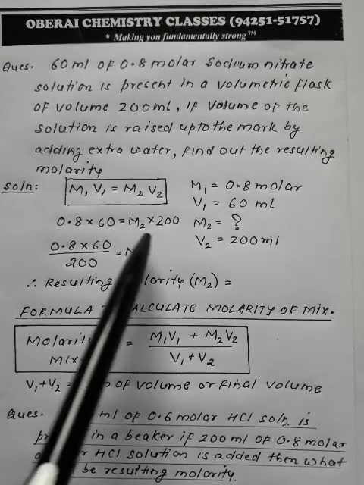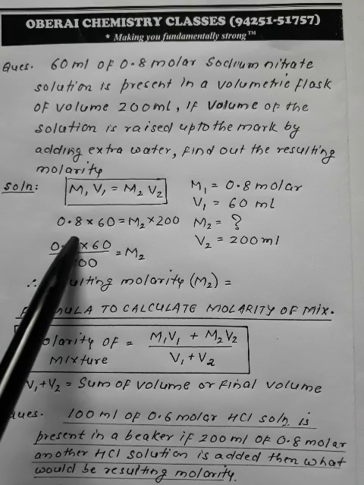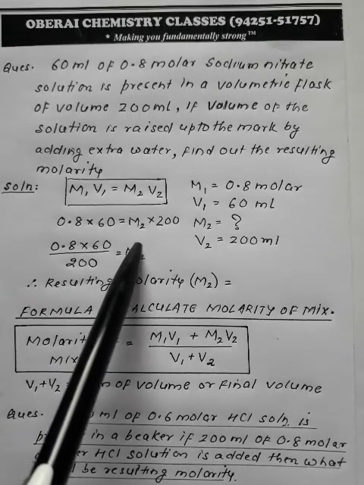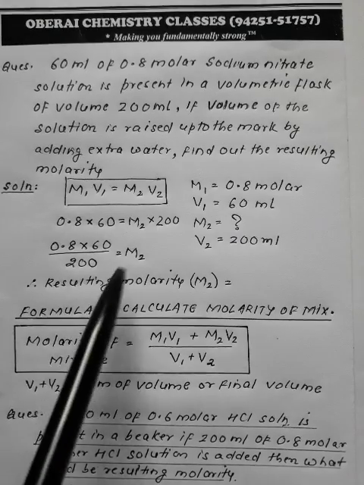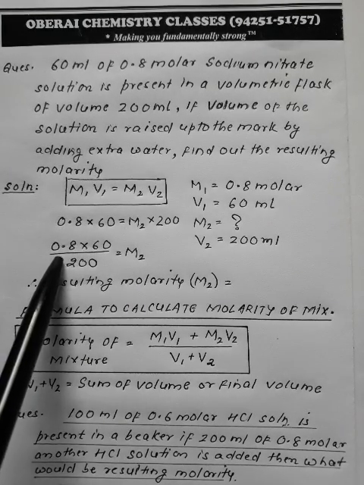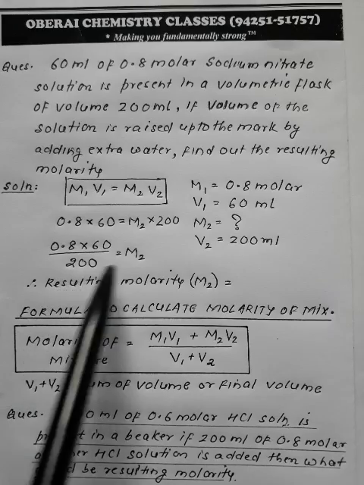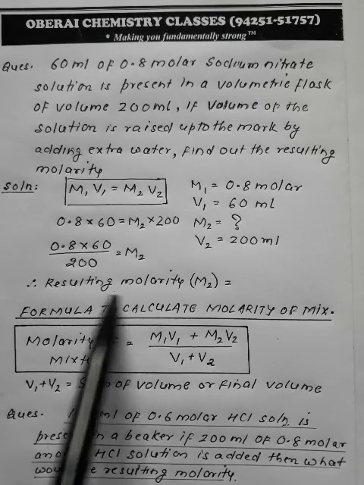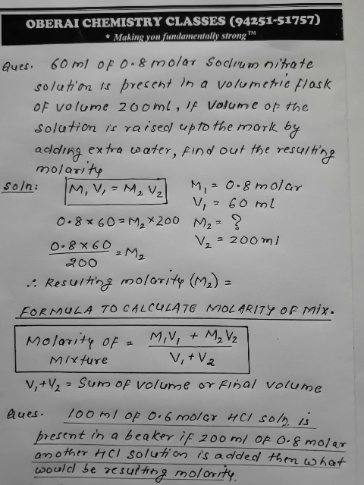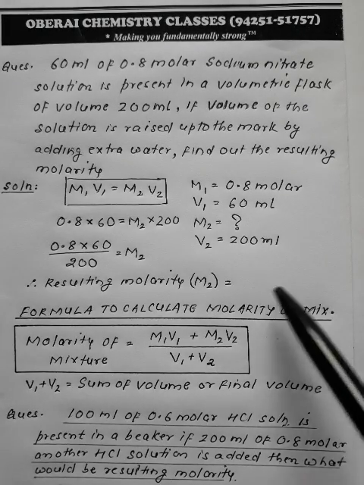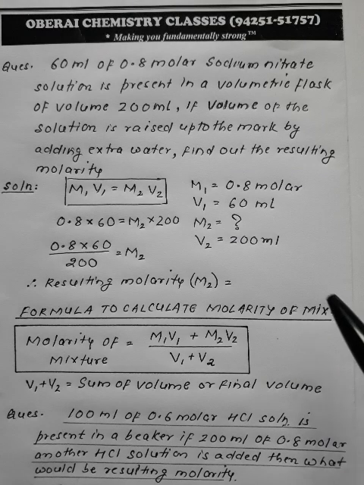M1 V1 is equal to M2 V2. The value of M1 is 0.8, the value of V1 is 60, M2 is to be calculated, and V2 is 200. On this basis we can calculate the molarity. So it is 0.8 into 60 upon 200, which will give you the resulting molarity of the solution. Now how would the resulting molarity be expressed? Again, it would be expressed by writing molar as the unit, or moles per liter.